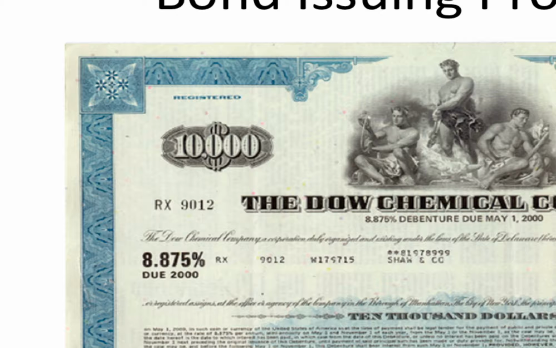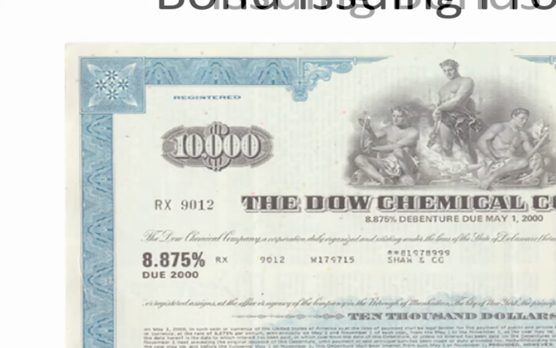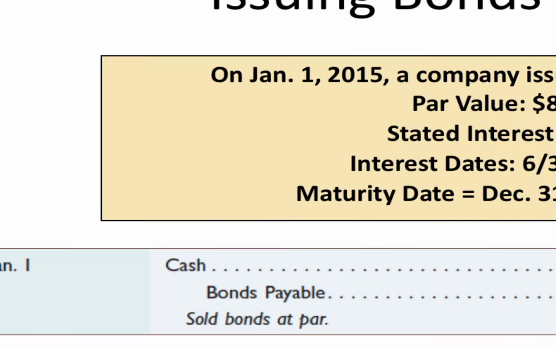Everything's electronic, but same information. So how do we account for that? Okay, so again, from the corporation's perspective, when we issue the bonds, assuming in this case we sold it for the par value, we record the amount of cash that we got. They loaned us this money essentially, and now eventually we're going to have to pay it back.